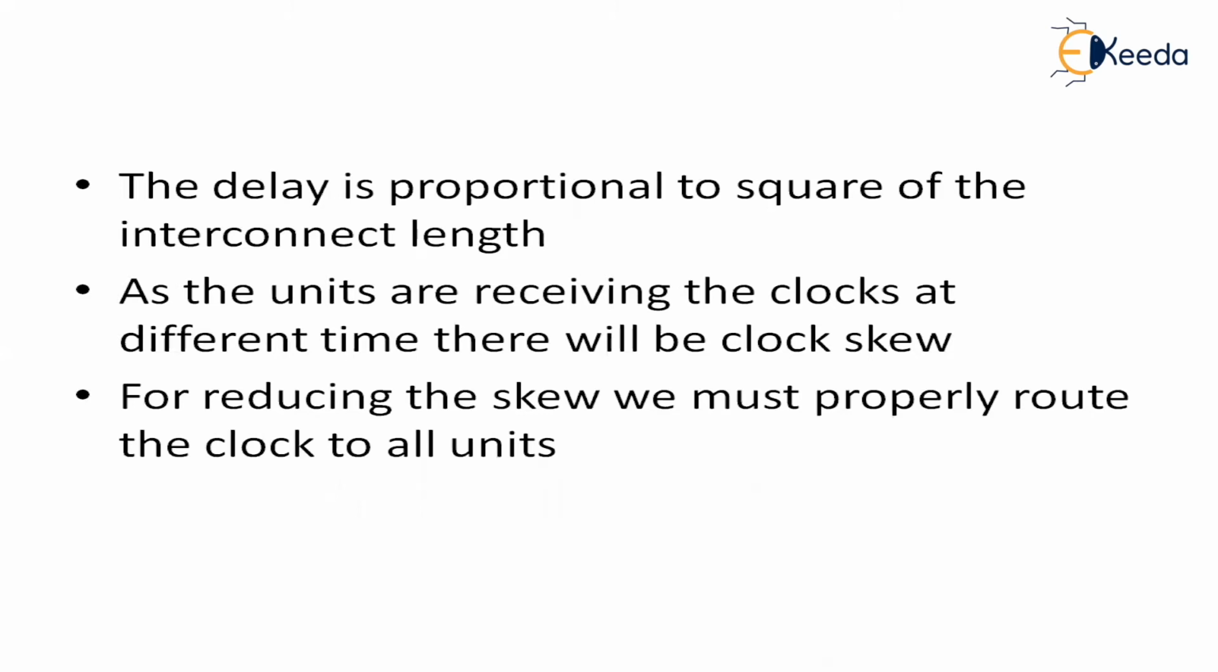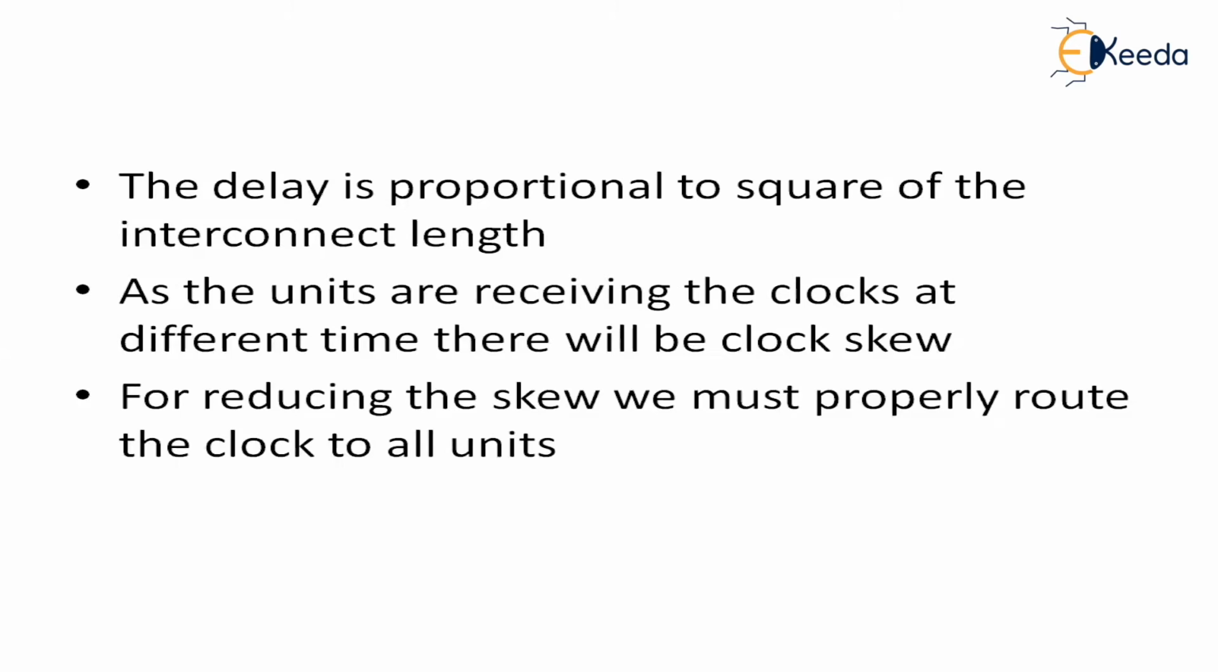A simple logic. Now what is going to happen? There are various units connected with interconnects, and as all the units are at various distances, every unit will have a different delay. The unit at a longer distance will have the most delay. What is the meaning of this? The units will be receiving the clock at different times. This is nothing but clock skew.